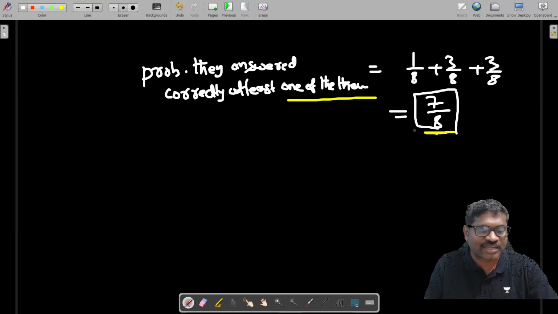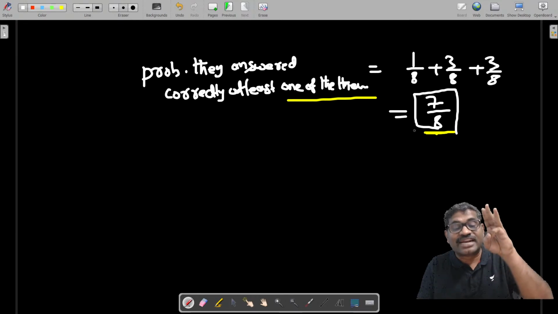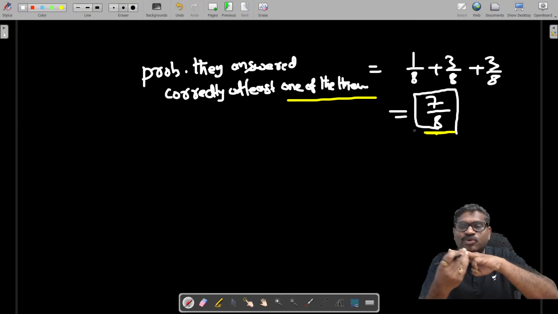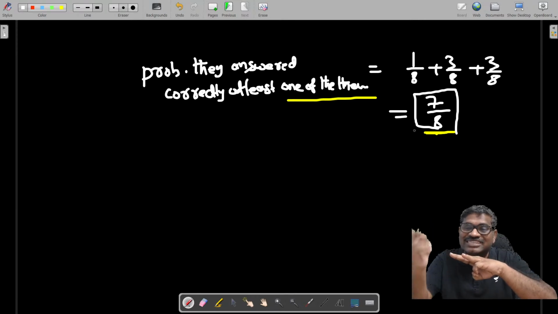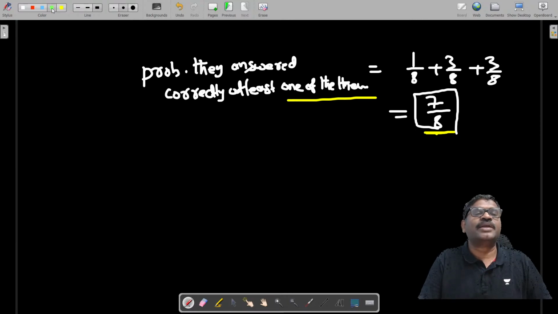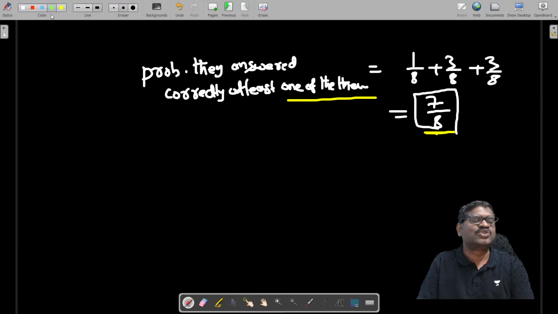When will the student pass? If he answered at least 3 questions correctly. Two questions he already knows the answer, and for 1 question he has guessed. The guessed answer being correct has probability 7 by 8. That's why we have to calculate the probability that only one student passes the test.